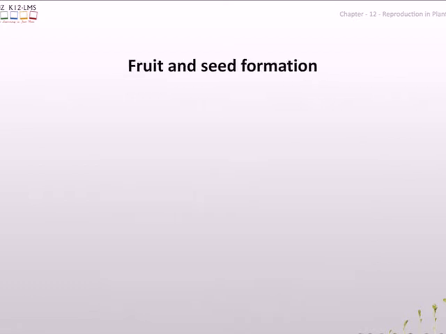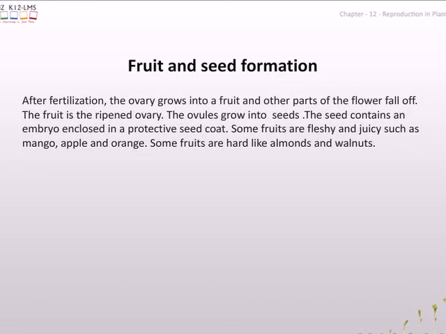Fruit and seed formation. After fertilization, the ovary grows into a fruit and other parts of the flower fall off. The fruit is the ripened ovary. The ovules grow into seeds. The seed contains an embryo enclosed in a protective seed coat.